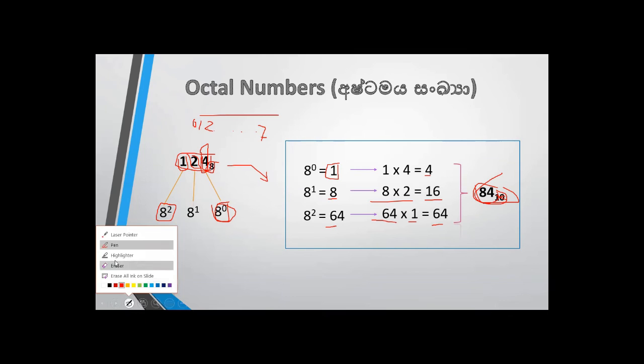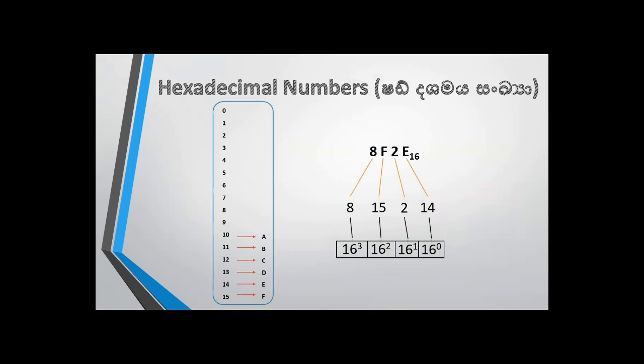Today's final numbering system is hexadecimal. In this hexadecimal system, numbers are represented by the base of 16. There are 16 values in each position in a numerical representation. This includes numbers from 0 to 9 and A to F.